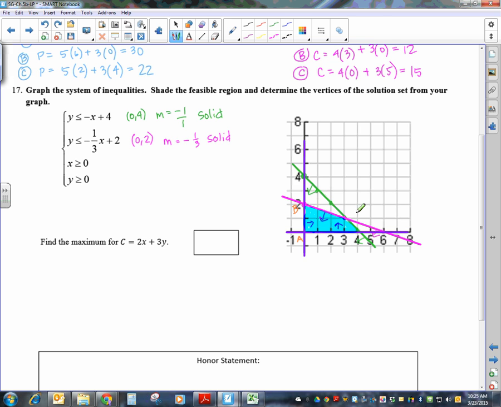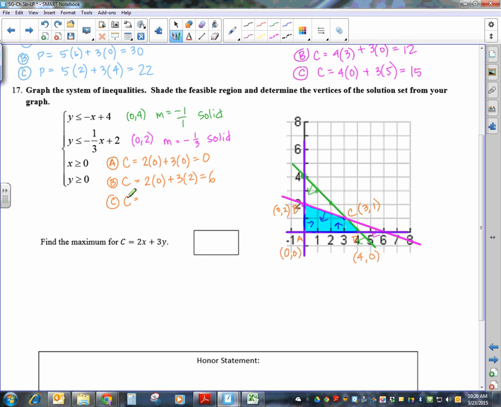If I find the vertices for this, it might help you. A, B, C, and D. So A, of course, is (0, 0). B is (0, 2). C is (3, 1). And D is (4, 0). So if we go plug those in, this is my function, 2x plus 3y. It's a cost function. So 2 times 0 plus 3 times 0 is 0. Point B, my cost, is 2 times 0 plus 3 times 2, which is 6.